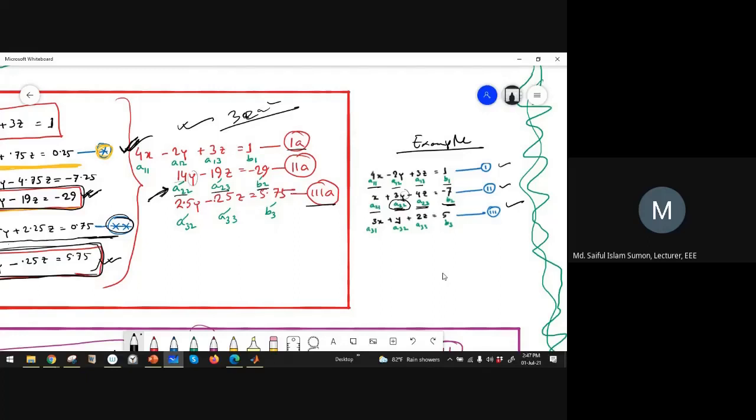In the same way, after the first change, my a32 is there, a33 is there, b3 is there, but they have changed. It was 3, it has become 2.5. That means it has changed. So after the first manipulation, we are going to get these three equations.